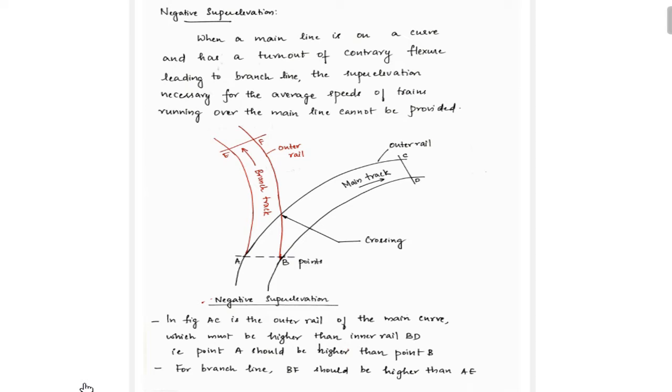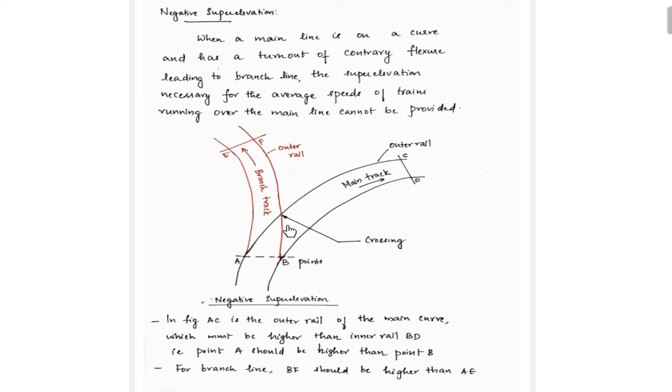on the curve. Now coming to negative superelevation, when a main line is on a curve and has a turnout of contrary flexure, that means that there is a change in the direction of the curvature. Okay? When there is a change in the direction of curvature leading to a branch line, the superelevation necessary for the average speed of train running over the main line cannot be provided.